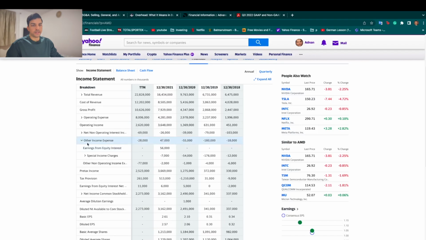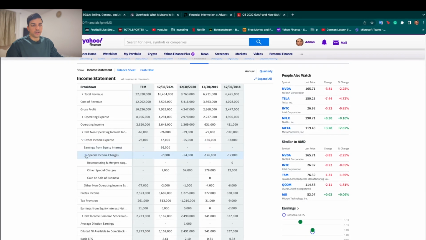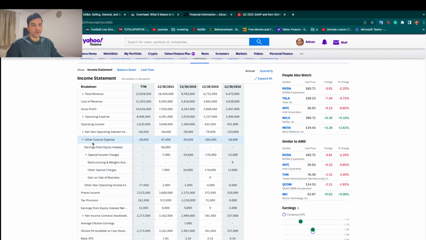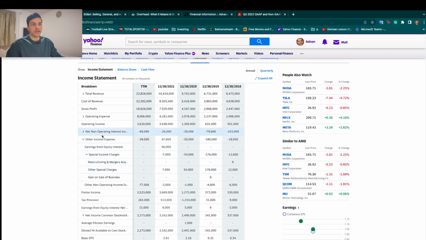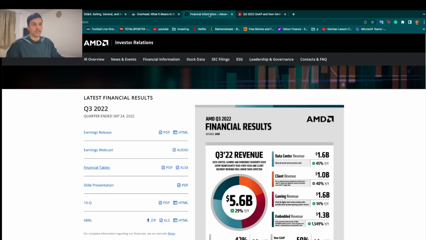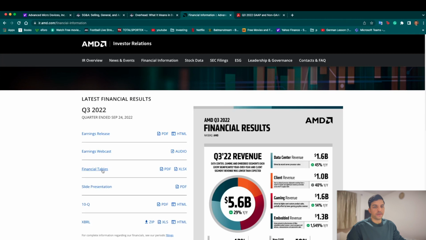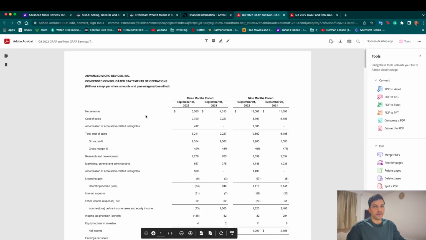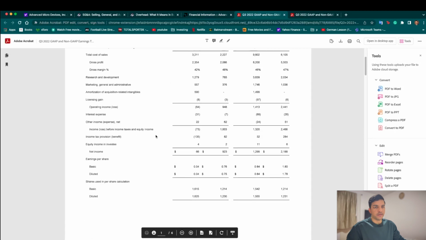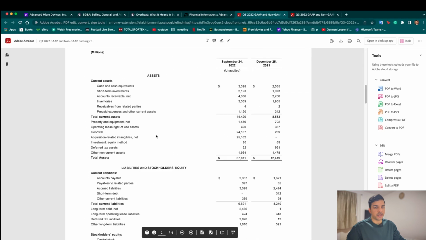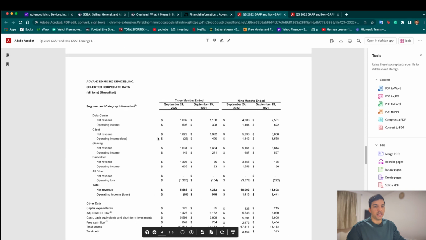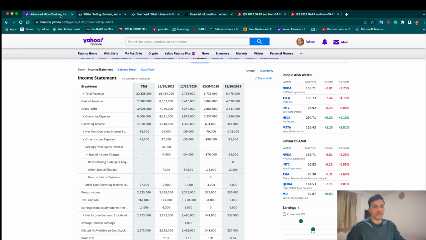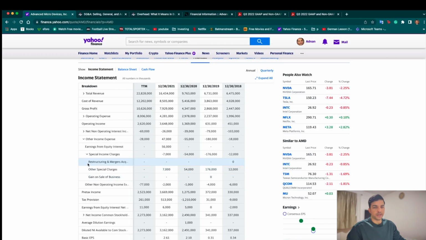The next on the list is the other income expenses, and here there could be different numbers. If you want to understand more in detail, you can go to the financial of AMD, and if you click on the financial table, you will see all the earnings the company has given for their investors. Here you can go through the list if you want to understand in more detail what kind of non-operating expenses the company has.